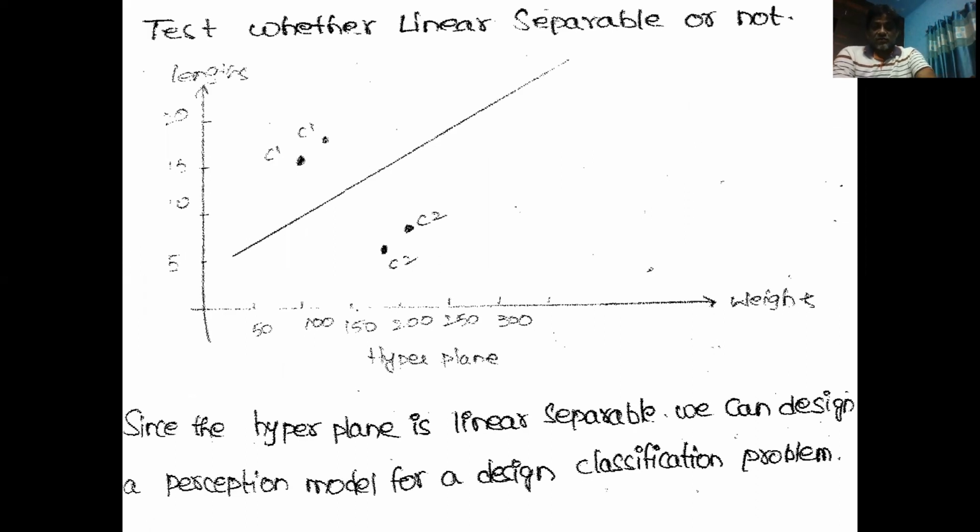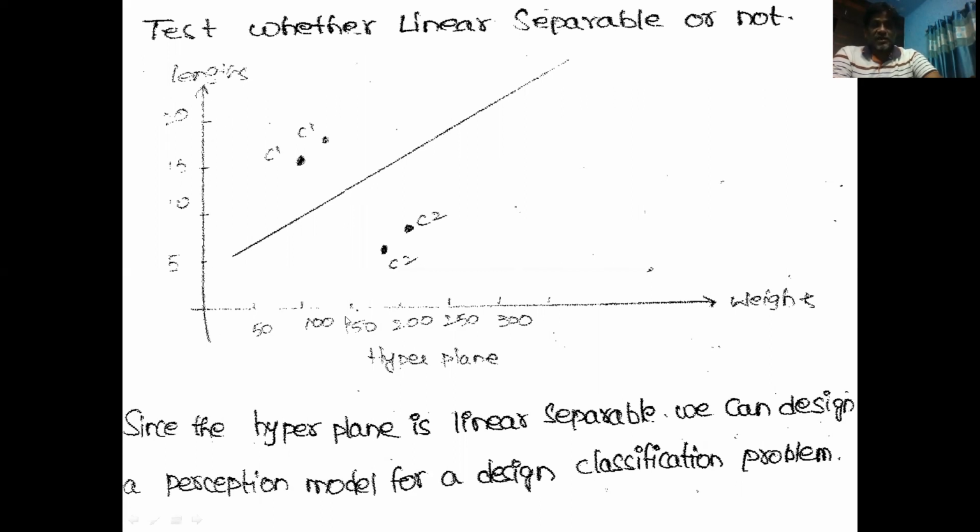Now, the first thing we need to do is test whether the input patterns are linearly separable or not. If they are linearly separable, then we can be sure that we can design the perceptron classifier. Otherwise, it is not possible to design a perceptron classifier.